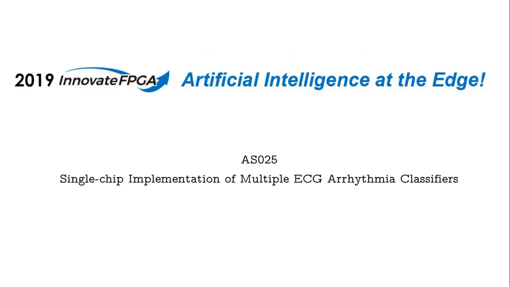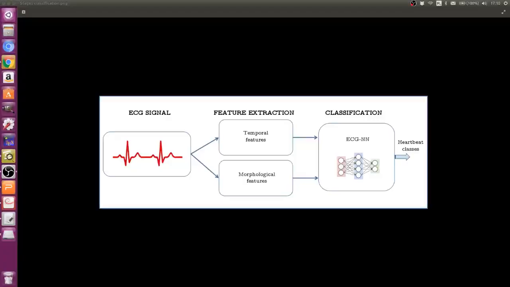I'm attending the 2019 InnovateFPGA with the project AS025, entitled Single Chip Implementation of Multiple Electrocardiogram Arrhythmia Classifiers. The purpose of this project is to implement in hardware, using OpenCL, the algorithms related to electrocardiogram arrhythmia classifiers, which assign a score to one of the 5 classes: normal class, supraventricular class, ventricular class, fusion class, and unknown class.